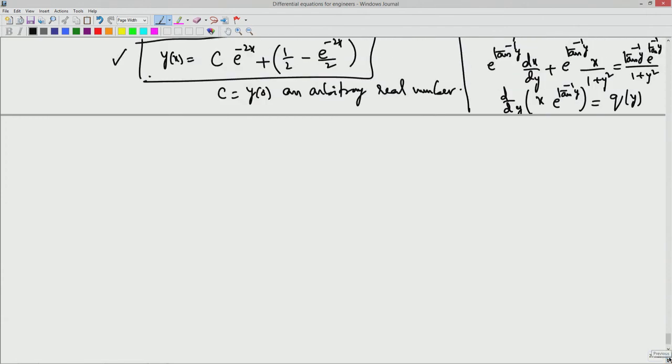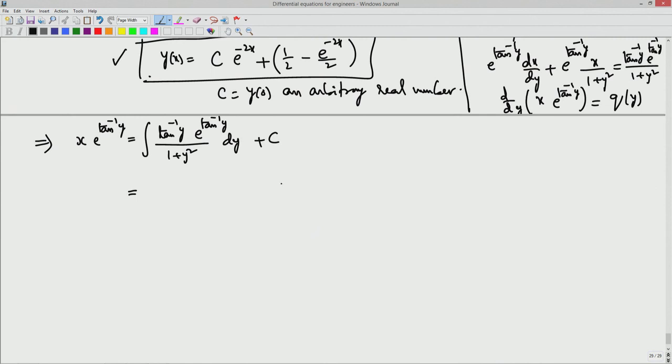Let us call this some function q of y. So you can integrate with respect to y. If you integrate both sides with respect to y, what you end up with is x times e power tan inverse y equal to the integral of tan inverse y e power tan inverse y by 1 plus y square dy plus c. c is an arbitrary constant.